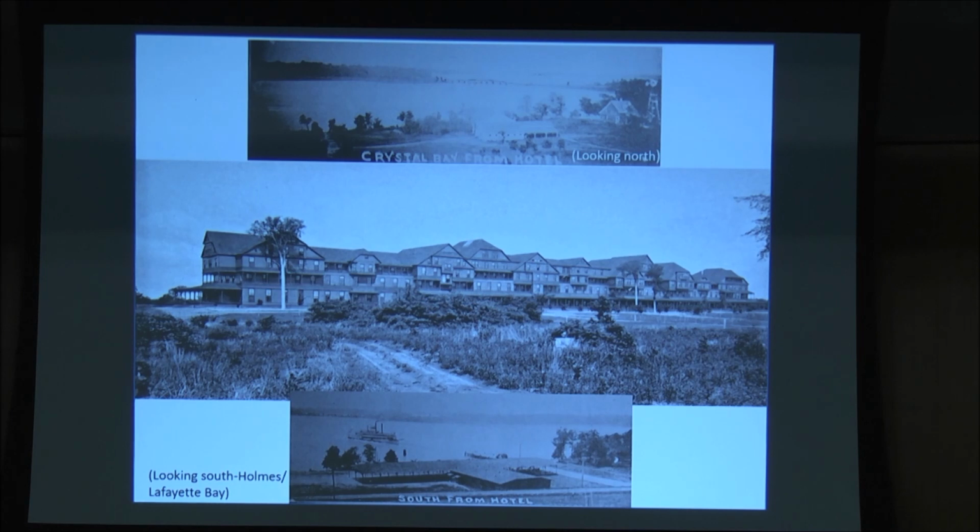The picture on the top is looking toward Crystal Bay, which would be north, and then the picture on the bottom is looking toward Holmes Bay or Lafayette Bay, which would be looking south. And you can see here there's a boat coming into dock, and you can see the covered pavilion for people to wait for the boats, and probably also the railroad train.